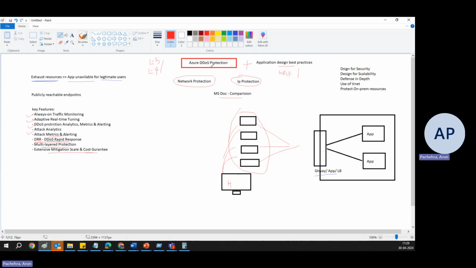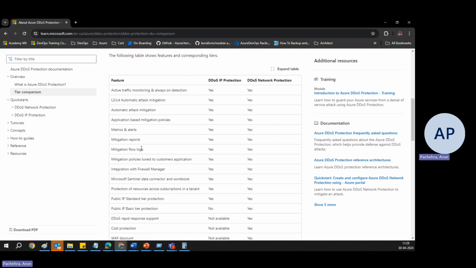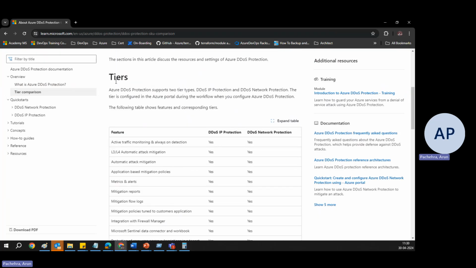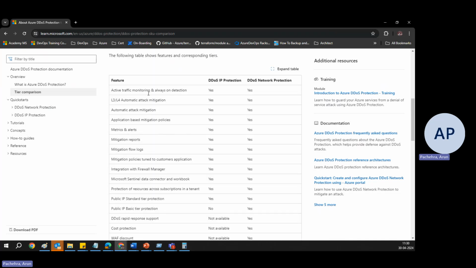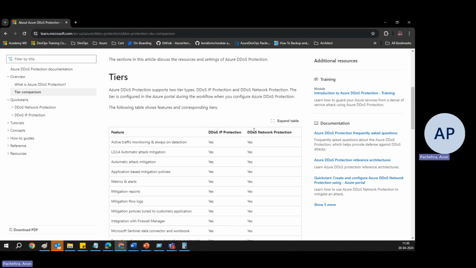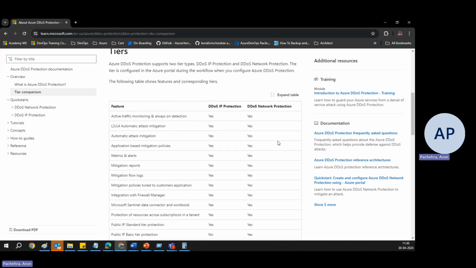All right, so Azure DDoS protection comes in two tiers: network protection and IP protection, and basic DDoS is always there. So let's quickly check the network protection and IP protection right here. This is what Azure DDoS is, and these are the tiers. You can see all these features that we were talking about: active traffic monitoring, automatic attack mitigation, alerts, all these things. DDoS IP protection and DDoS network protection are like two tiers.